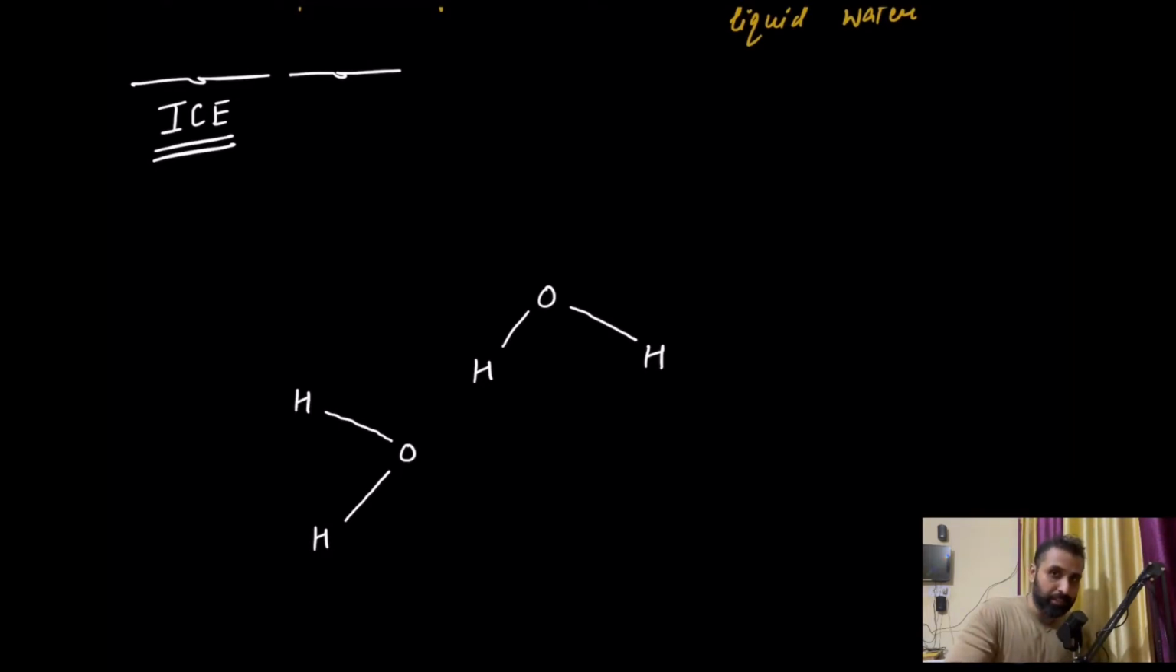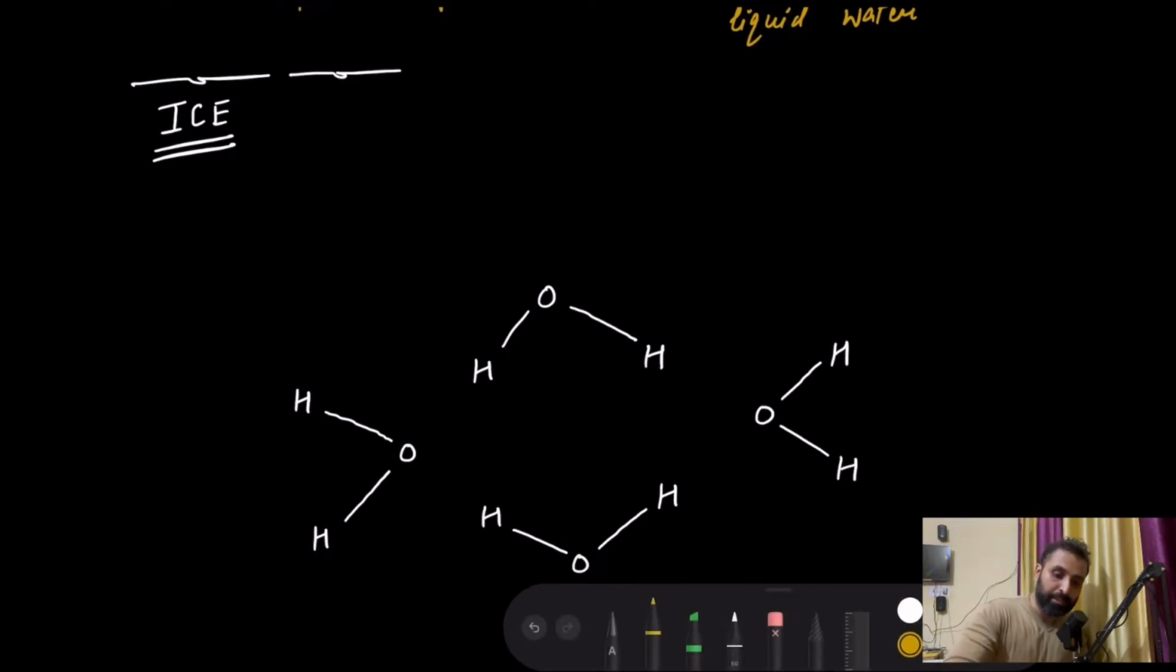Now I'm making the third H2O molecule: hydrogen, oxygen, hydrogen, and now I'm making the fourth H2O molecule: oxygen, hydrogen and hydrogen. In ice, actually 4 H2O molecules are linked with each other by hydrogen bonds, due to which there will be vacant air space between them.